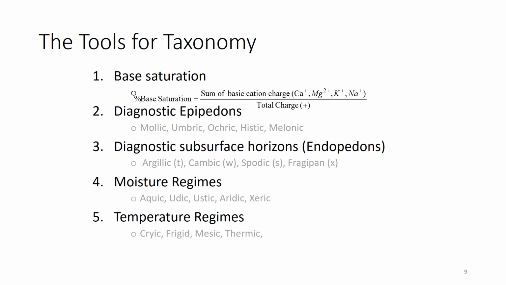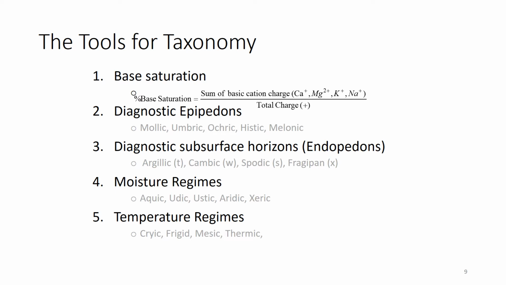So there are some tools for taxonomy that we need, some things that we need to understand for full comprehension of the things that we've talked about today. The first is base saturation. Now, I'm not going to expect you to calculate base saturation in this class, but I do expect you to understand what it is. It's essentially the amount of the four cations that we find important, calcium, magnesium, potassium, and sodium, divided by the total number of charges available.